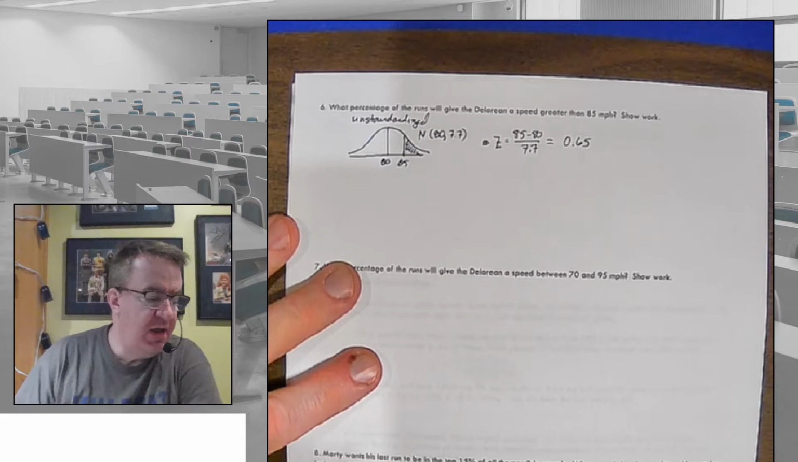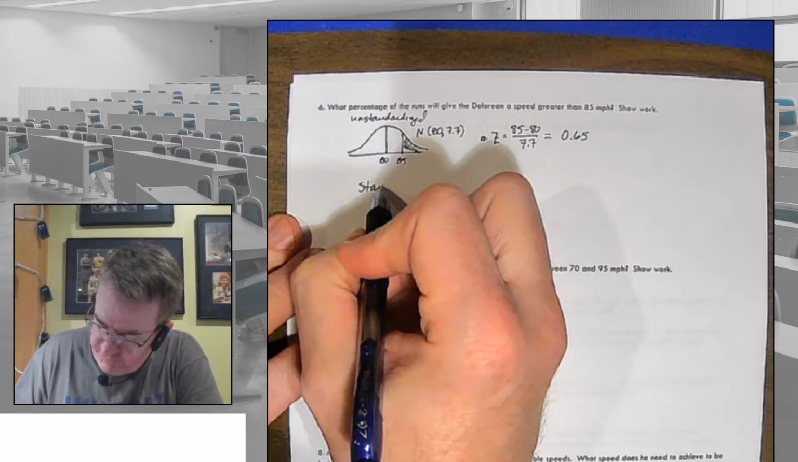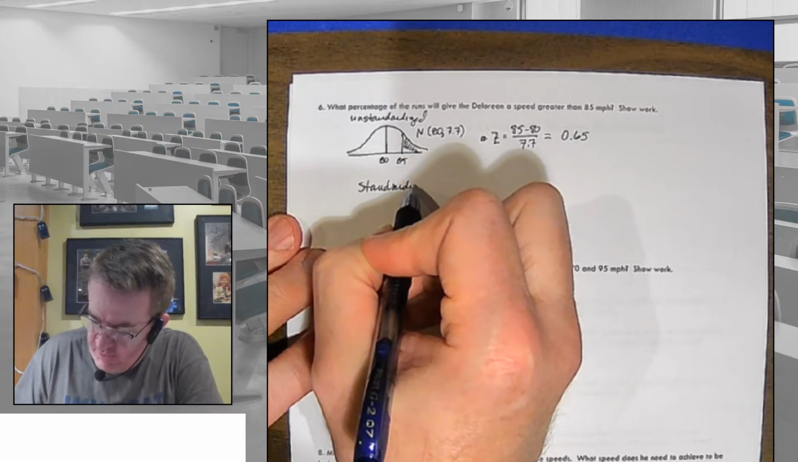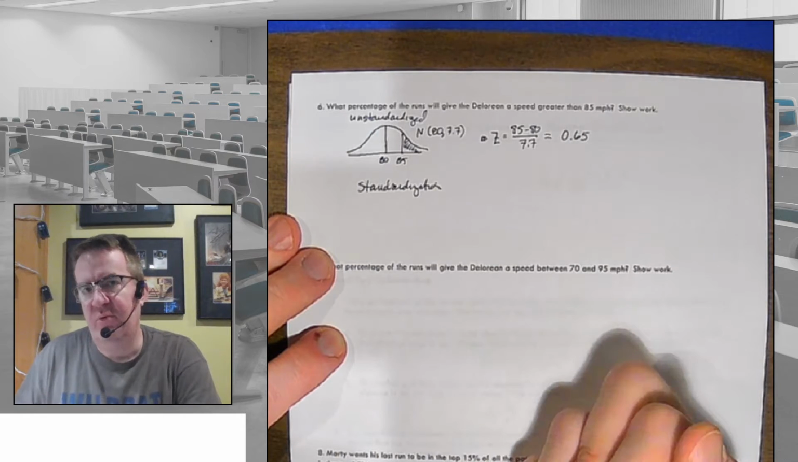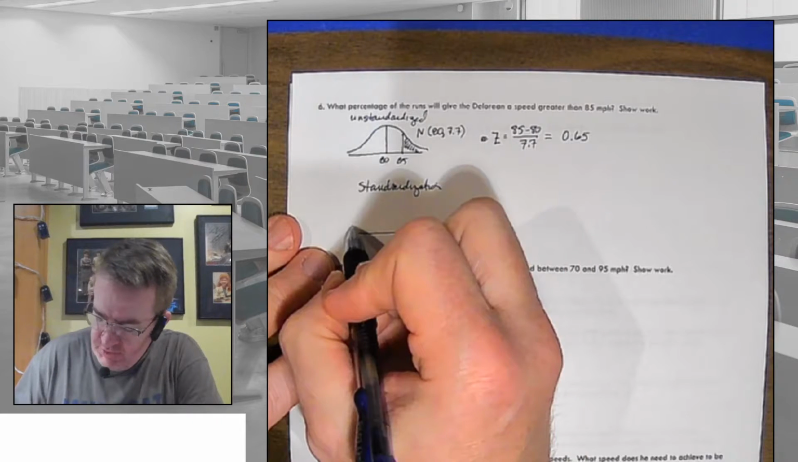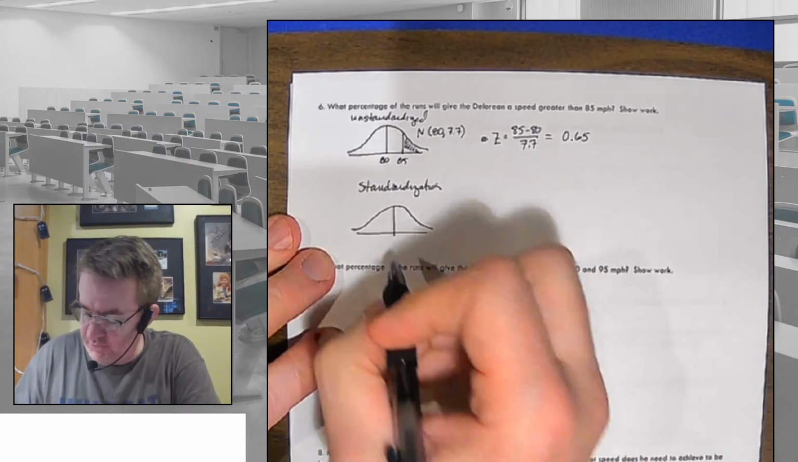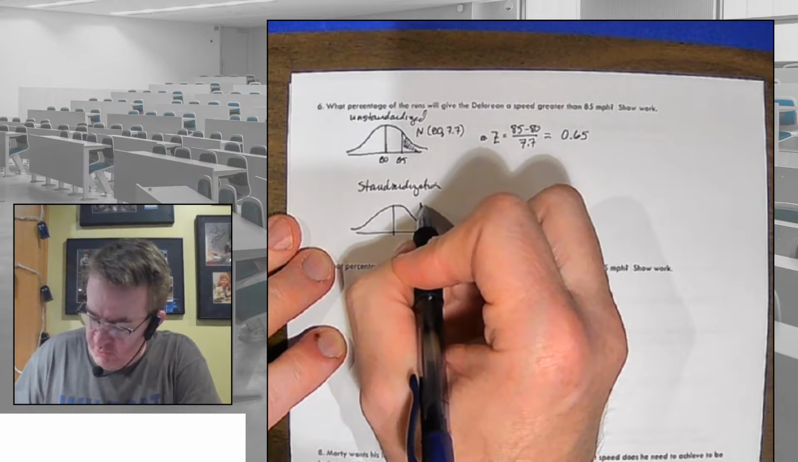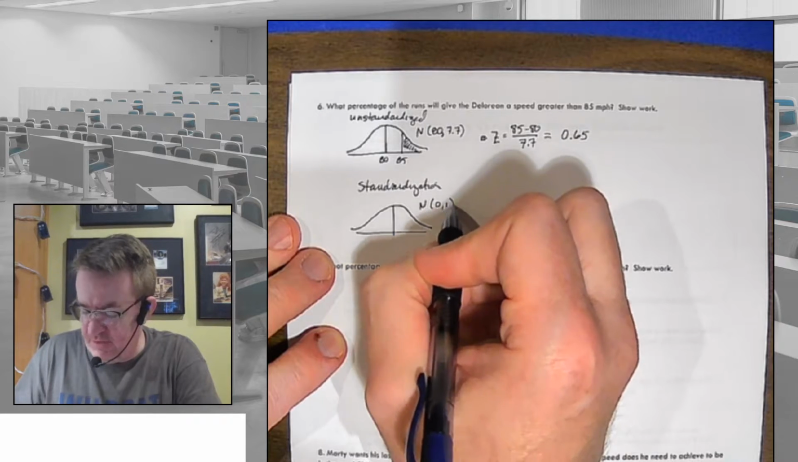Ta-da. Now, we do want you to go through and do a standardized version of this. Why? Because that would allow you to say that you understand the connection between the two, and it will also allow you to use your calculator or Table A. But Mr. Hayes, we didn't do it on the other one. Yeah, we didn't do it on the other one because we were just kind of figuring out how things work. So remember, on a normal curve that's standardized, your mean is always going to be 0, and your standard deviation is going to be 1.